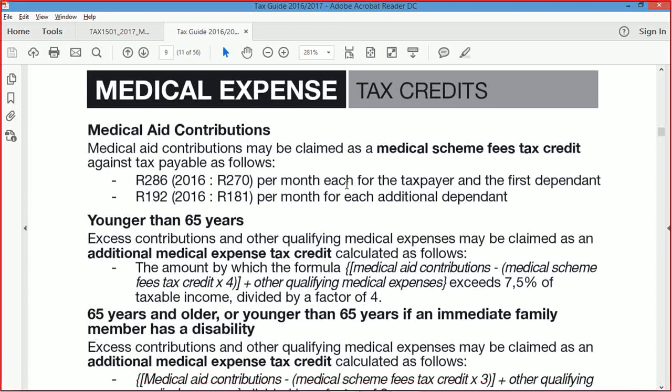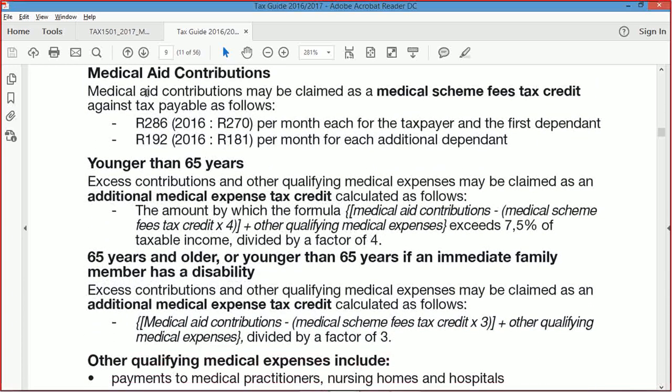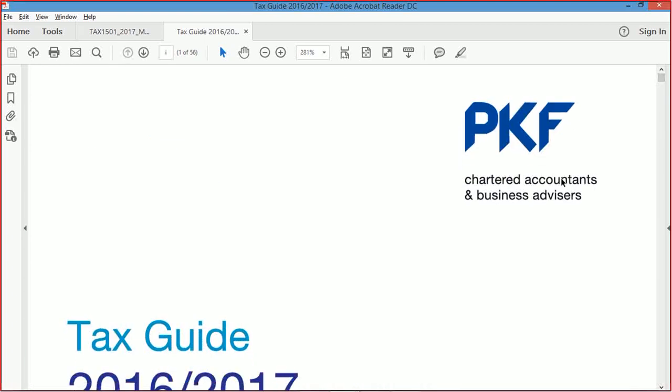Right, so this is the medical expense tax credits. Medical aid contributions. Here it is. Medical aid contributions may be claimed as a medical scheme's fees tax credit against tax payable. See, notice it's tax payable, not taxable income. Do you see that? Okay, so if I've got a tax payable line item, I first need to work out my tax. So that requires a table.